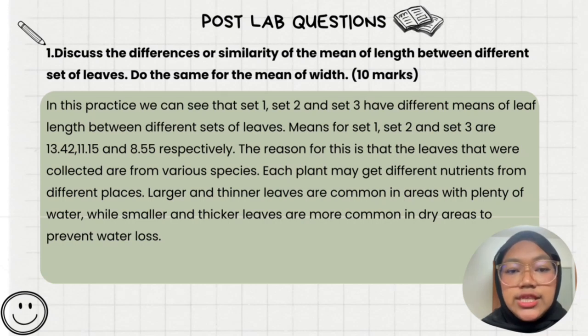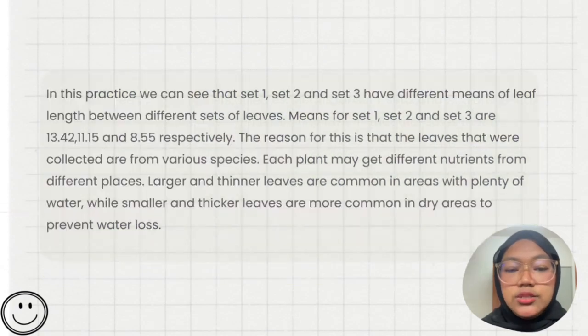The reason for this is that the leaves that were collected are from various species. Each plant may get different nutrients from different places. Larger and thinner leaves are common in areas with plenty of water, while smaller and thicker leaves are more common in dry areas to prevent water loss.